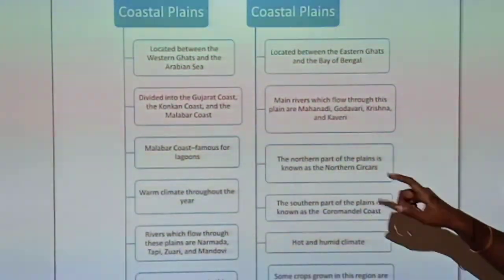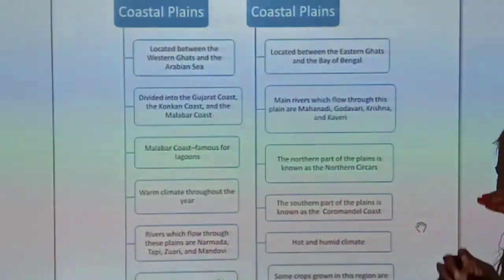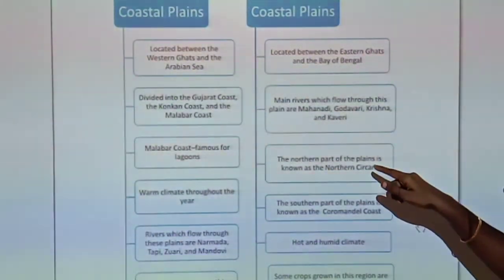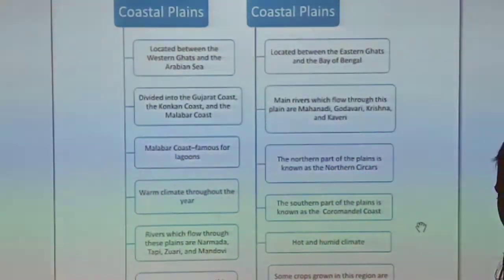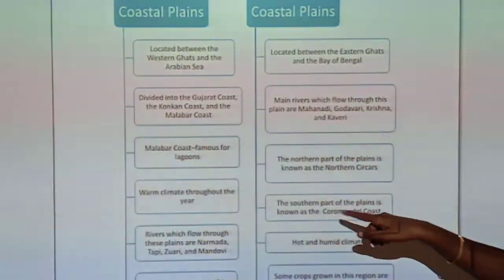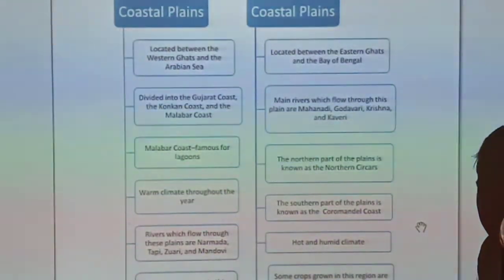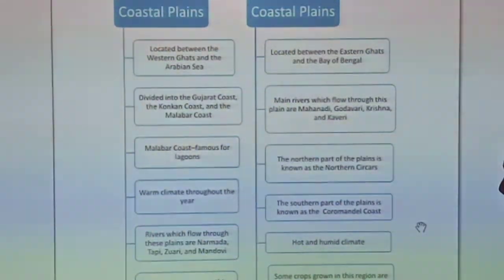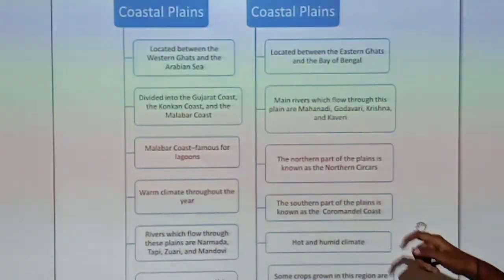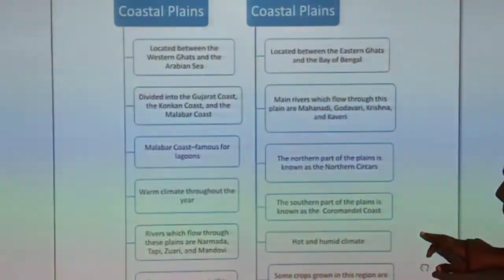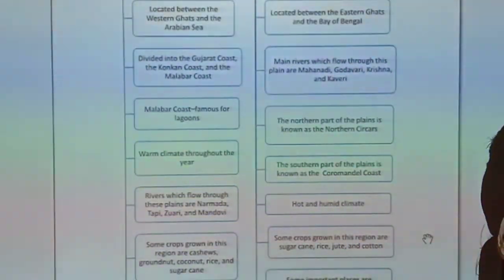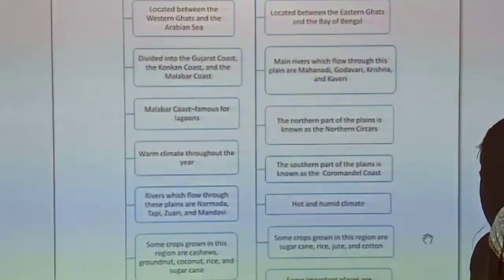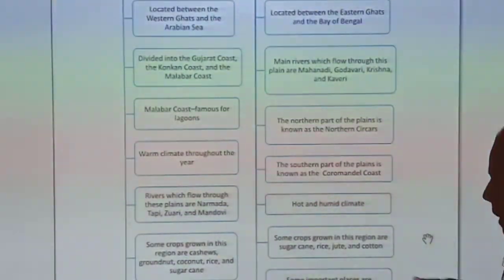And then see, it is divided into two, right, based on the part. The northern part is known as what? Northern Sarkar. So the northern part of the plains is known as the Northern Sarkar, and the southern part of the plains is the Coromandel coast. And how is the climate? It has a hot and humid climate. The climate in the Western coastal plain is warm, but here it is hot and humid.